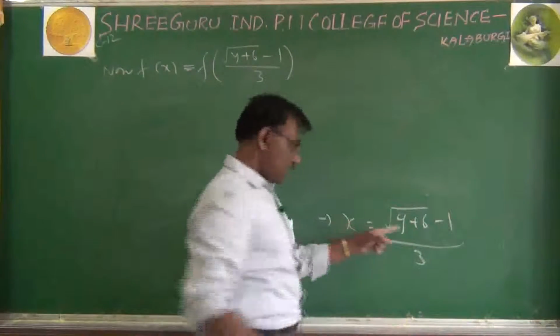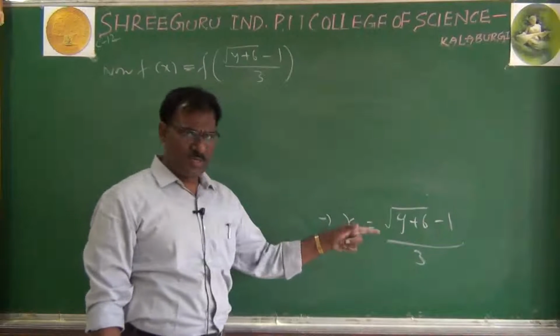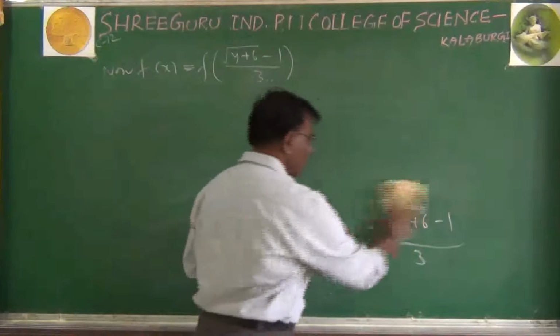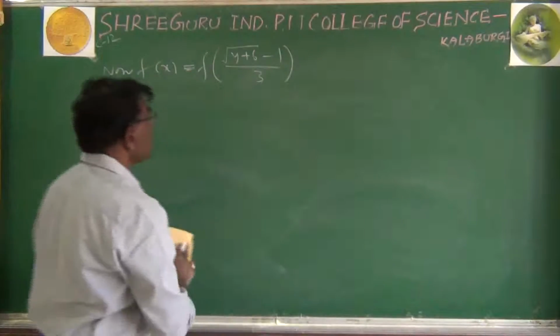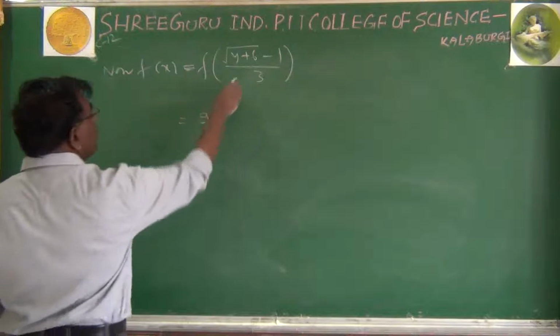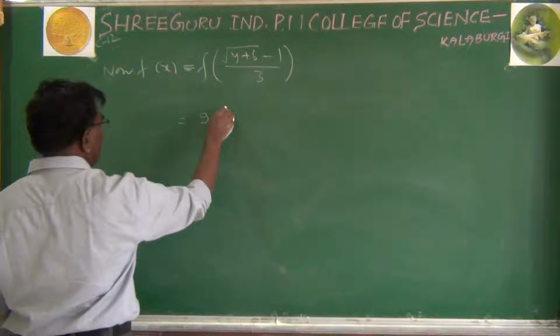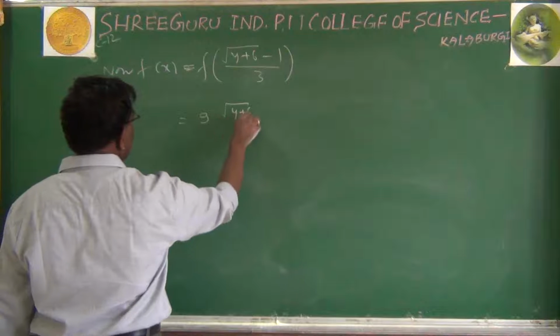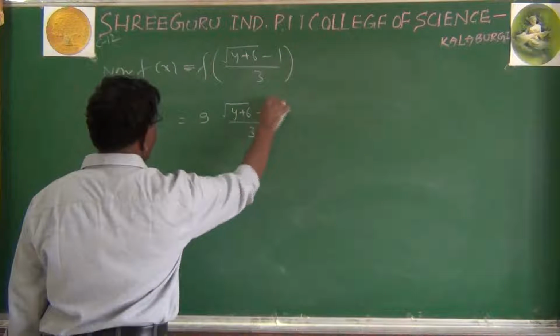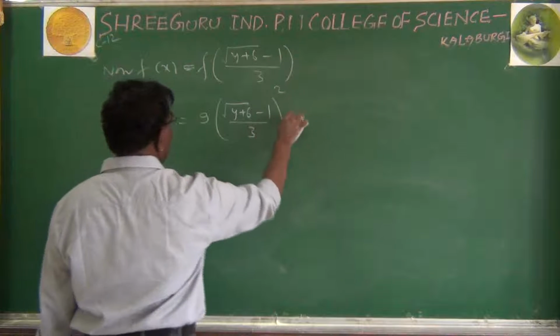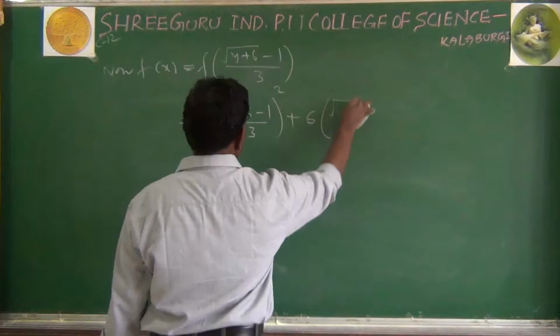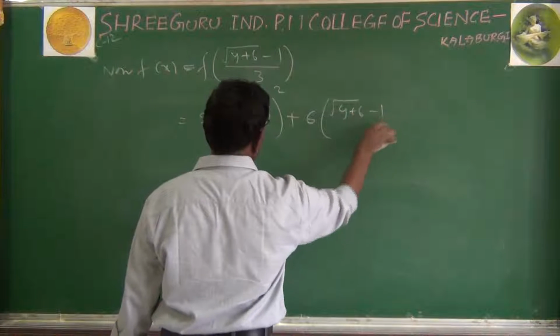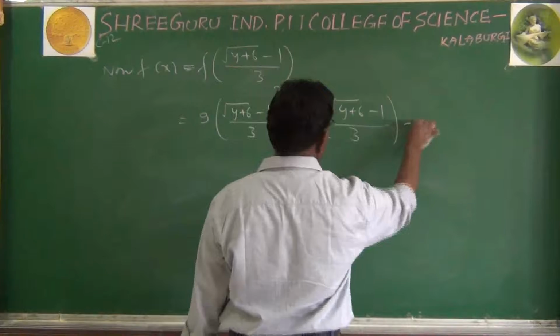But these are oral steps only. Orally I have to write. You don't know what oral means? Then f of x is 9, you are assuming this is x, 9x square. Root y plus 6 minus 1 by 3 whole square, plus 6x, root y plus 6 minus 1 by 3, minus 5.